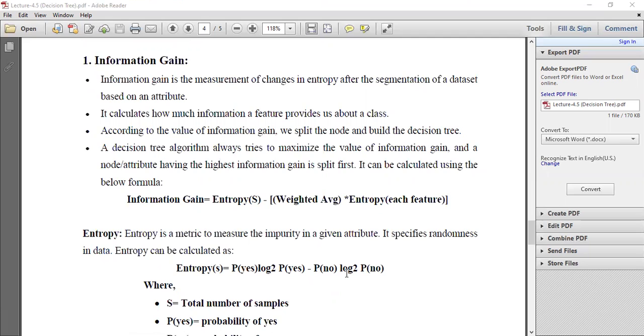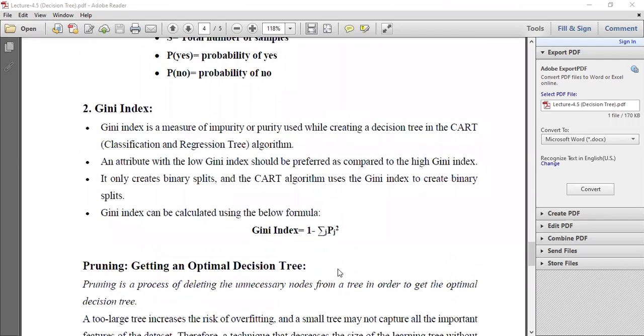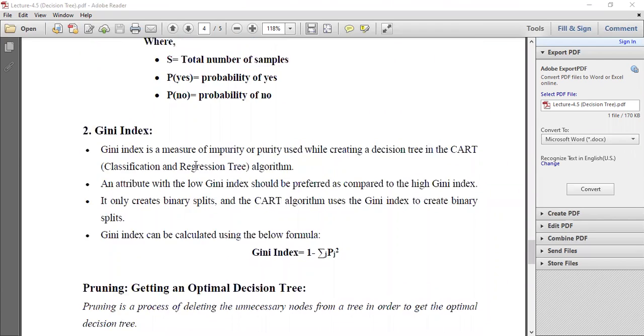Entropy is a metric to measure the impurity in a given attribute, and it specifies randomness in data. So entropy can be calculated as entropy S equals minus P yes log 2 P yes minus probability of no times log 2 probability of no, where S is the total number of samples, P yes is the probability of yes, and P no is the probability of no.